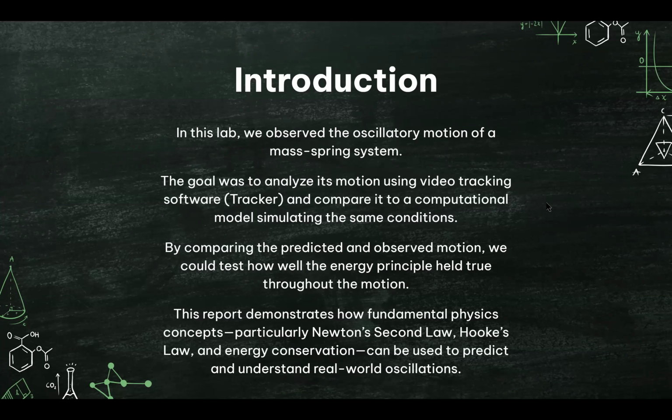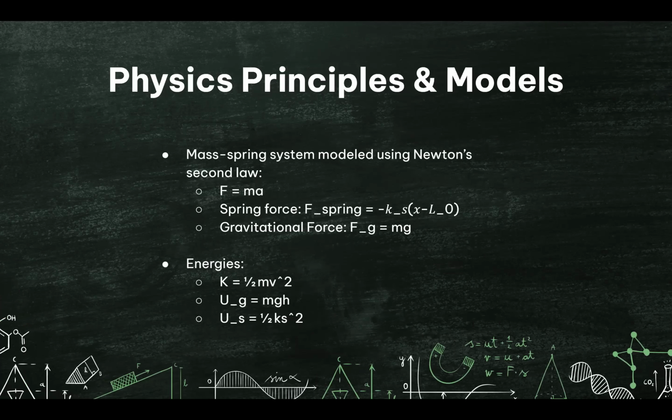In this lab, we analyze the oscillatory motion of a spring mass system moving in two dimensions. The goal was to use the video analysis software Tracker to extract X and Y position data of the moving mass and then build a computational model in GlowScript that simulates the same motion. By comparing the observed and simulated results, we could assess how well our physics-based model reflects real-world behavior. Finally, we examined energy conservation and calculated oscillation periods from both directions to deepen our understanding of the system's dynamics.